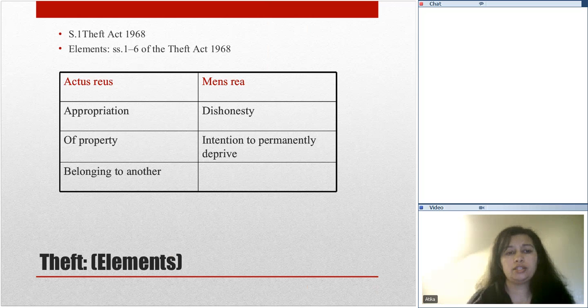Anyway, Section 1 of the Theft Act 1968 provides the elements of theft. It's from Section 1 to 6. They have mentioned different things and different variables to certain elements in different sections. So as usual, like other offenses, this offense also has an element of actus reus and a mens rea, and they have sub-elements.